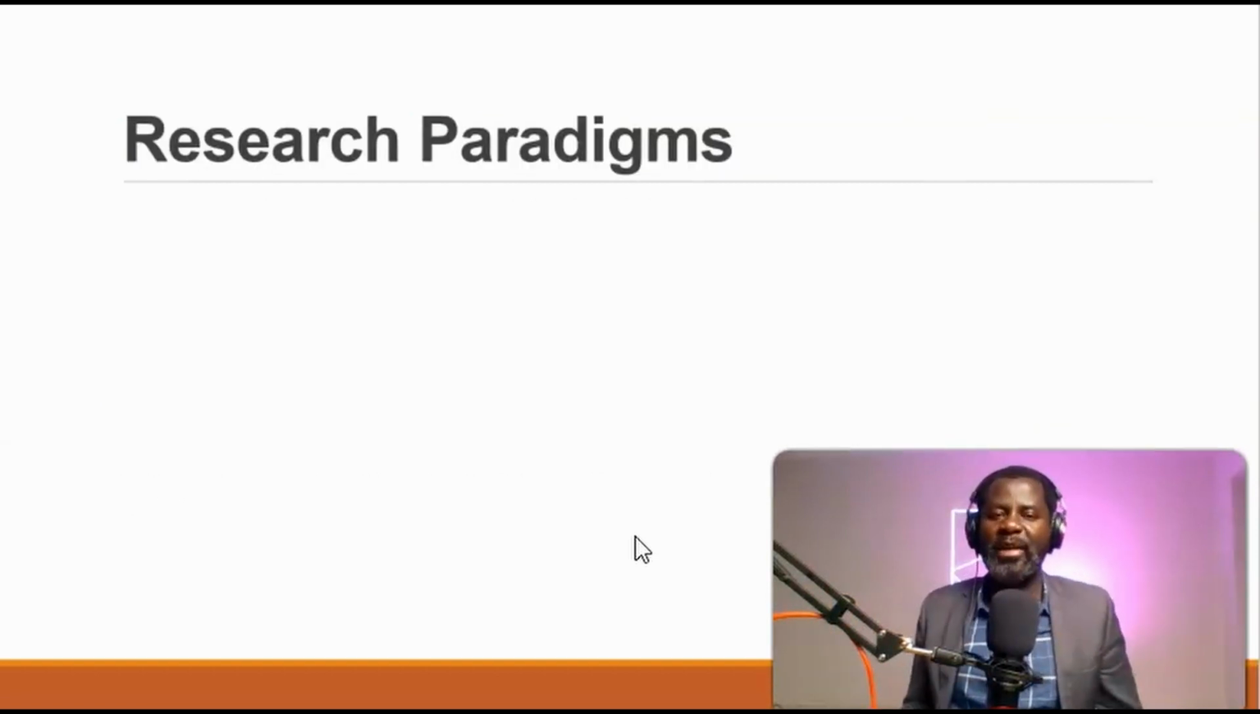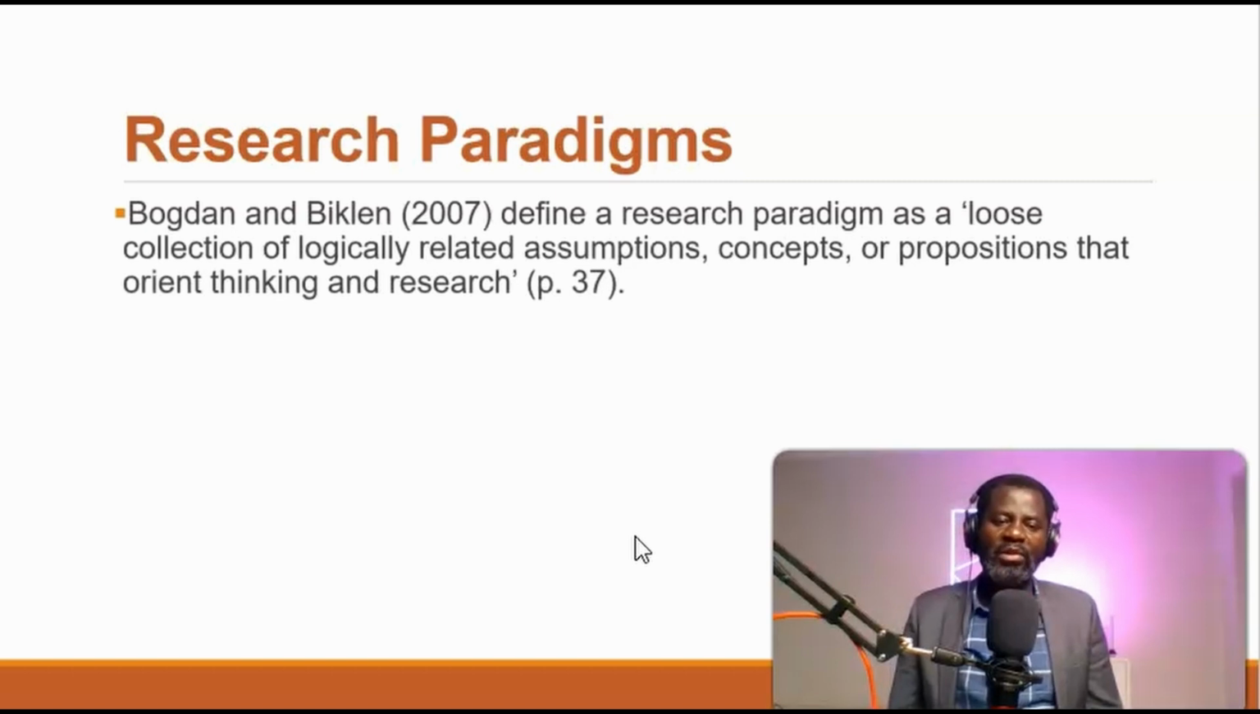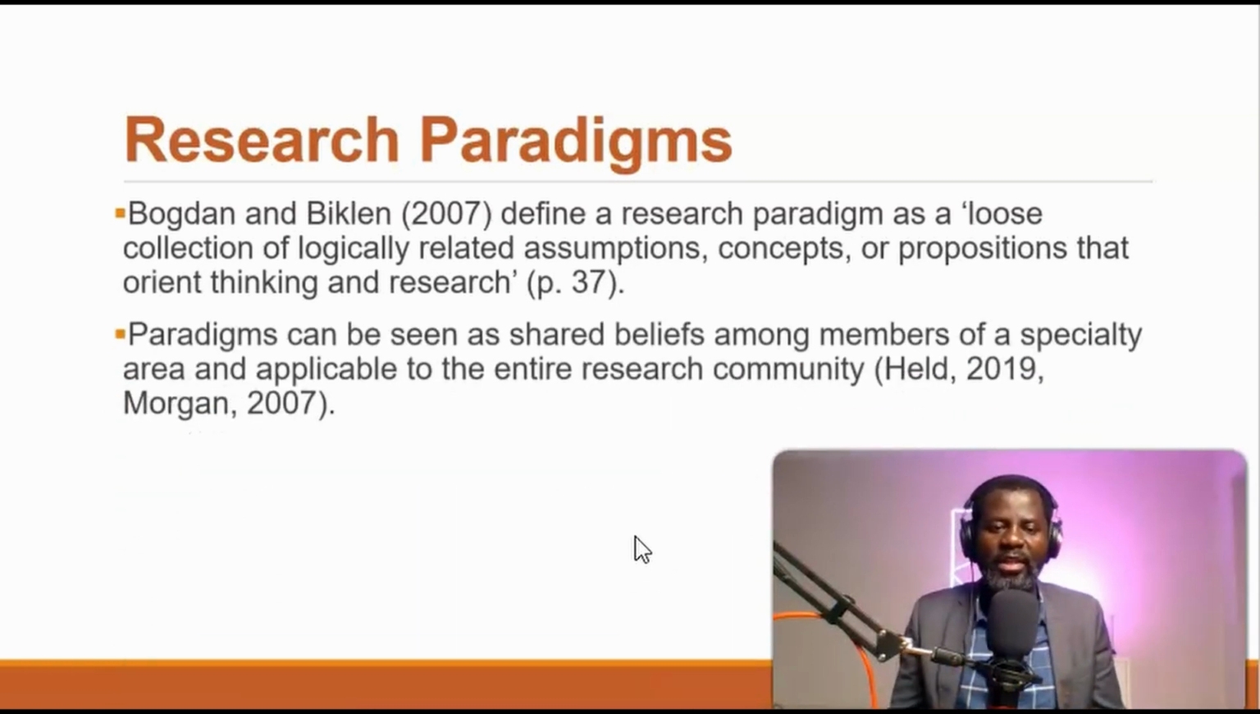Let's talk about research paradigms. Again, this video is not about defining research paradigms, but I'm going to talk about research paradigms in the context of this presentation. According to Bogdan and Biklen, a research paradigm is a loose collection of logically related assumptions, concepts, and propositions that orient thinking and research. So when you're doing research, you need to choose a research paradigm that is going to guide how you're going to think about the whole process of research and how you're going to conduct your data collection and your data analysis, the methods that you're going to use, and the values and the ethics that you're going to be involved with during the research process.